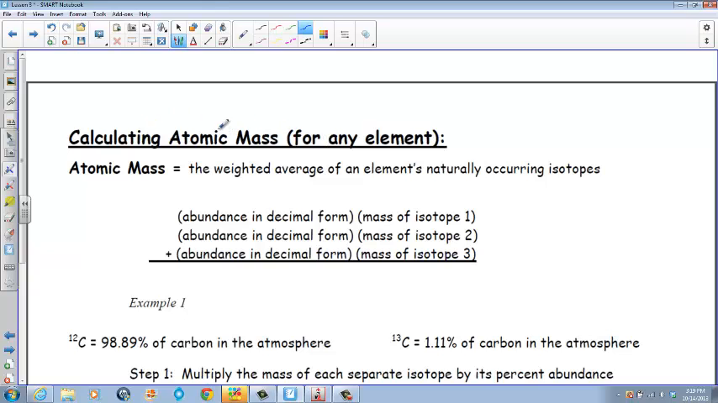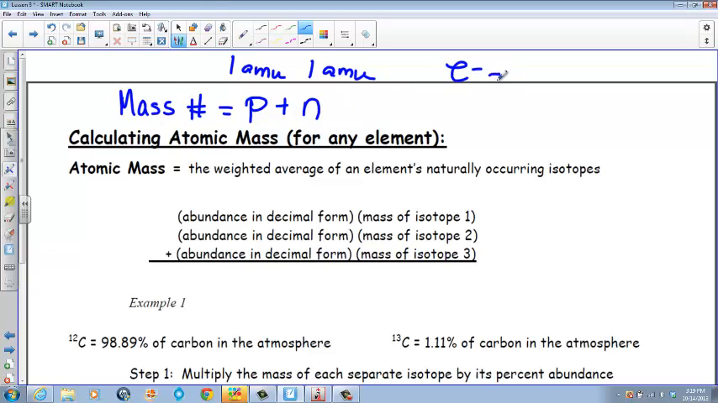So atomic mass is completely different than mass number. Mass number, remember, is the total number of protons plus neutrons. Remember, protons have a mass of 1 AMU, and neutrons have a mass of 1 AMU. So each proton and each neutron contribute to the total mass to equal the mass number. Electrons are negligible, at 1 over 1836 of an AMU. So therefore their mass doesn't really contribute to the total mass number.